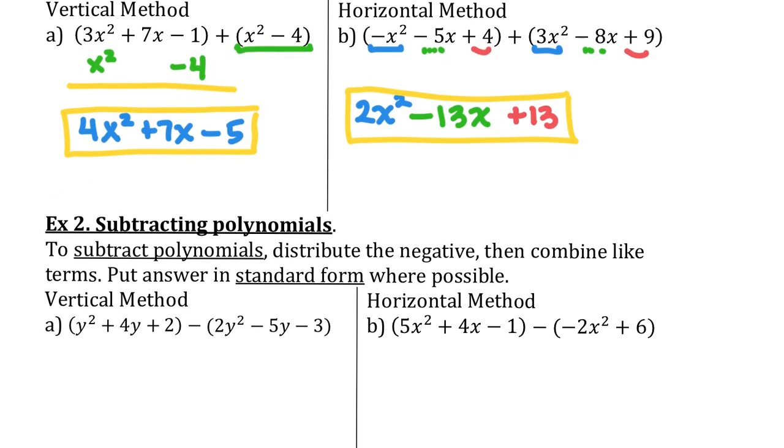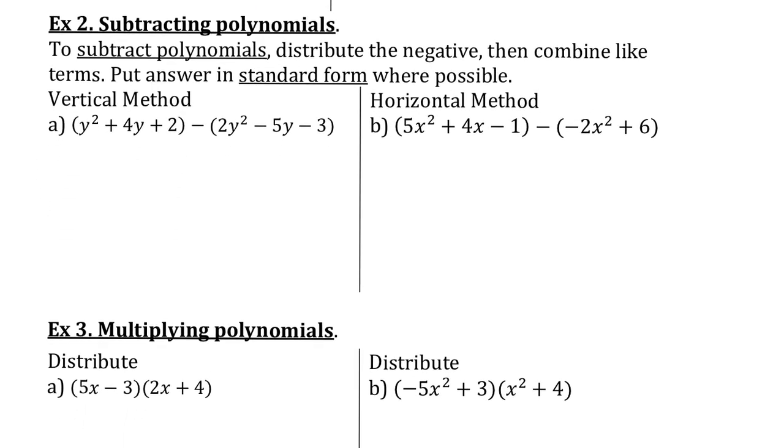Okay, for the next example, we're going to subtract polynomials. Okay, to subtract polynomials, you're going to distribute the negative, then combine the like terms. You're going to put in the standard form when possible. We're going to do vertical and horizontal again. Now, you do need to be careful because if there's a subtraction sign, the negative is going to get distributed when I line it up.